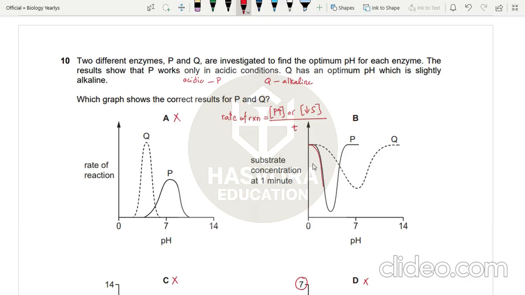So now let's have a look at the pH. You can see here that for P it is acidic, below 7, and for Q it is slightly alkaline. So B will be the correct option.